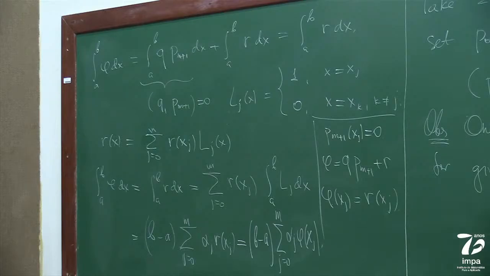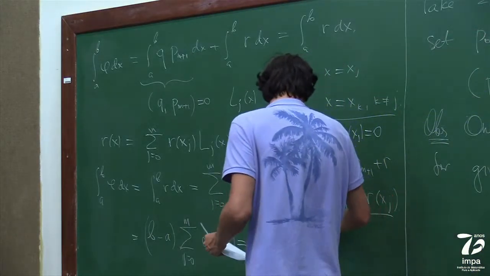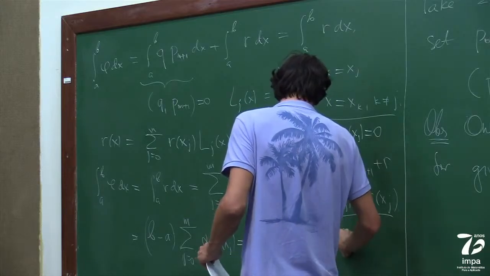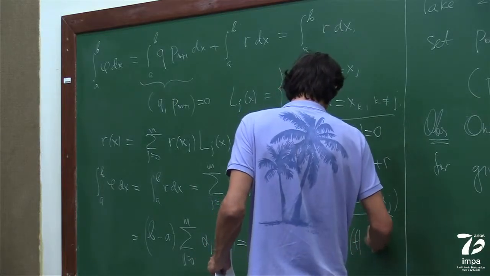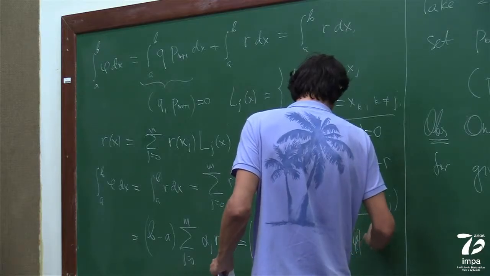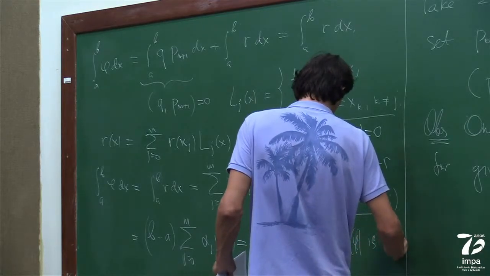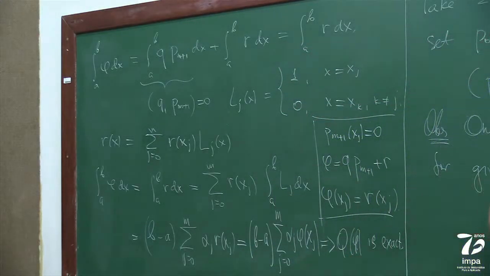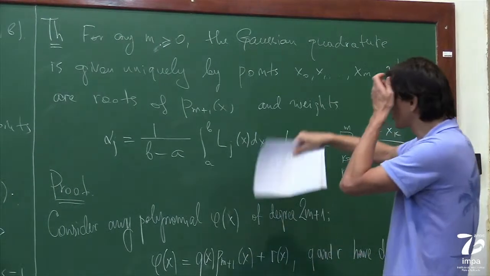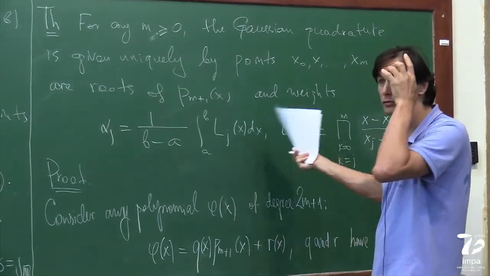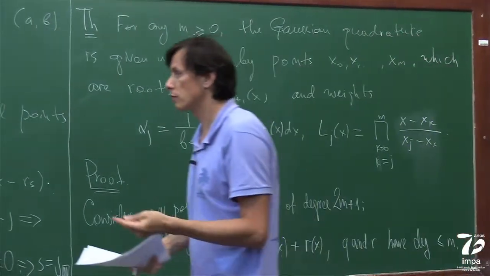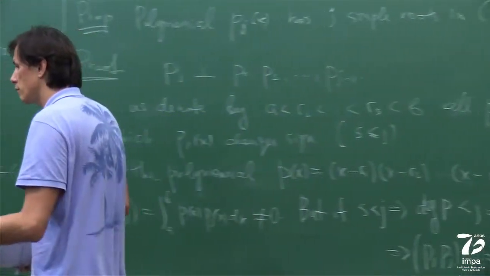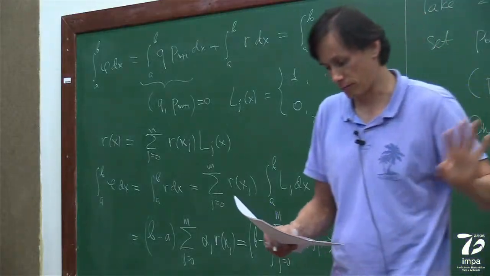So what we proved is that Q[f] is exact for every polynomial phi. So we proved that this quadrature that we constructed is the Gaussian quadrature. Now we have to prove the converse, that whatever Gaussian quadrature has this form.